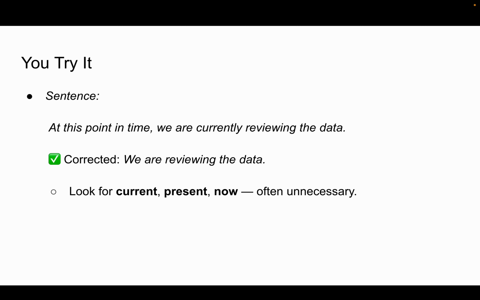Let's look at another example. The sentence is, at this point in time, we are currently reviewing the data. Here, at this point in time and currently reviewing the data are already the same thing. By saying currently, it already means it's now, it's happening at this point in time. The most concise version is to just say, we are reviewing the data. So look for current, present, or now, because anything added that's the same idea is often unnecessary.